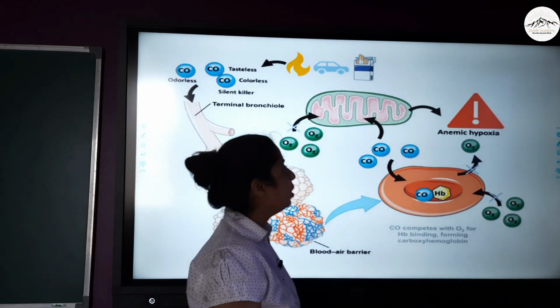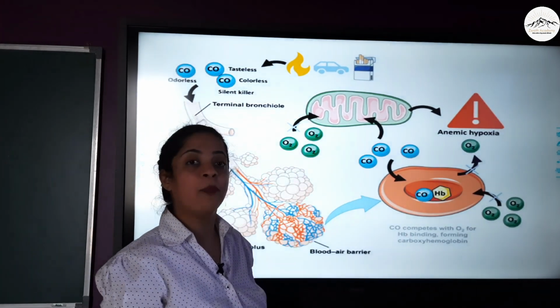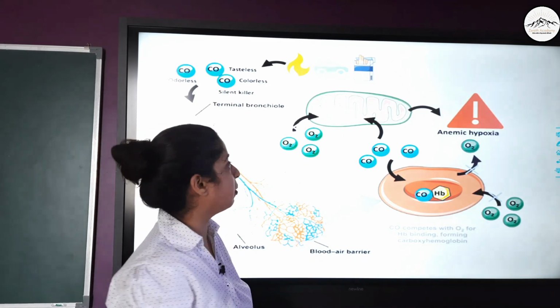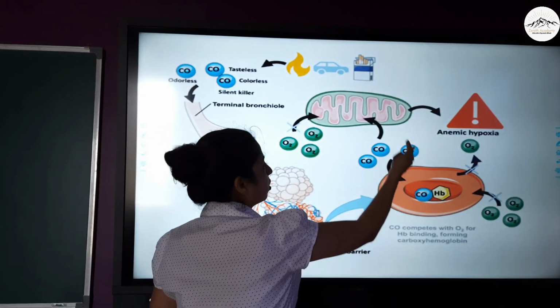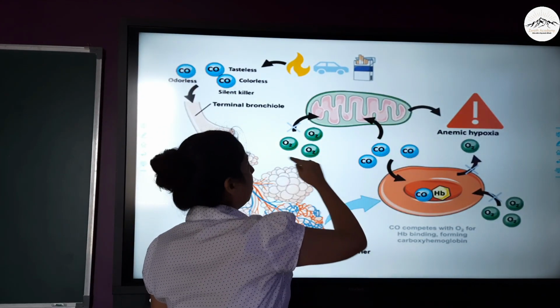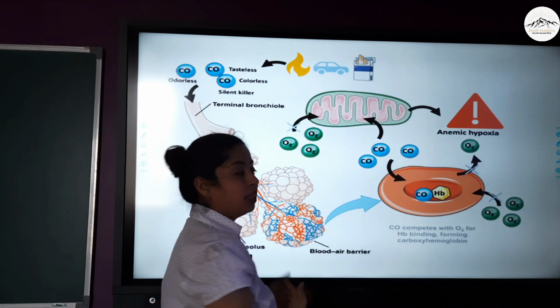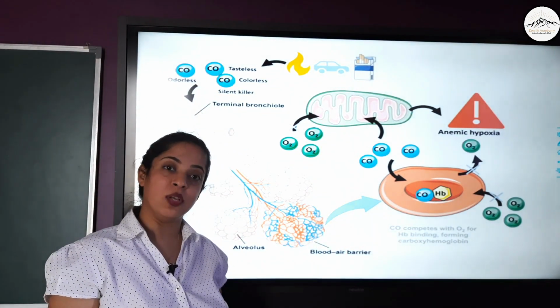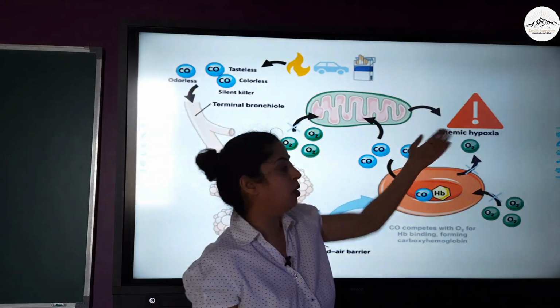Also in the mitochondria, we know that mitochondria is the site of cellular respiration. Here also when carbon monoxide is there, it will combine, but oxygen will be blocked. This leads to carbon monoxide poisoning. It also causes anemic hypoxia.